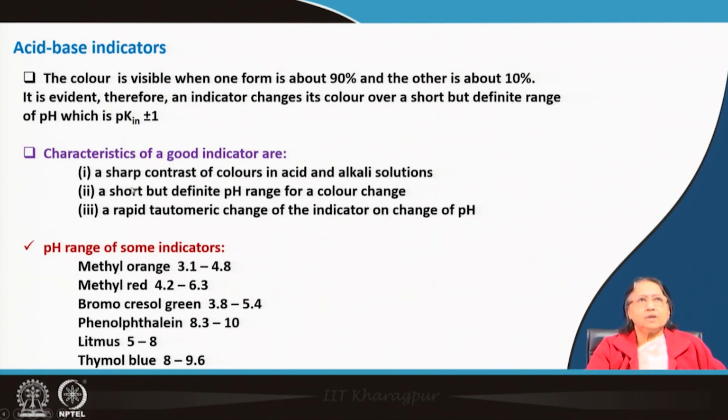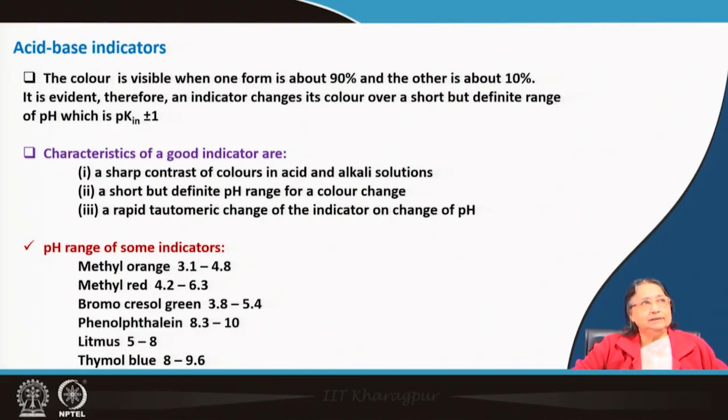Okay. Now, if you have more choice, which indicator will you choose? What characteristic should be there for a good indicator? A sharp contrast of color in acid and alkali solution. I like phenolphthalein very much. Why? Because you see the contrast: in acid it is colorless, in alkali it is pink. So, you will see a very drastic color change at the neutralization point.